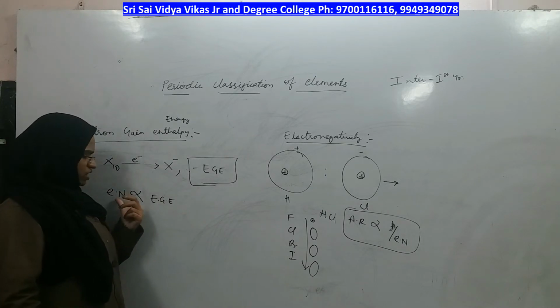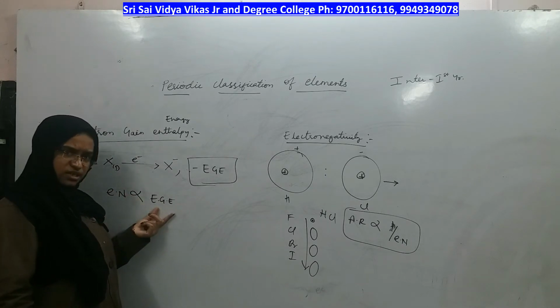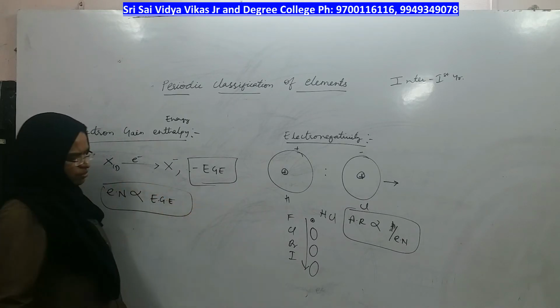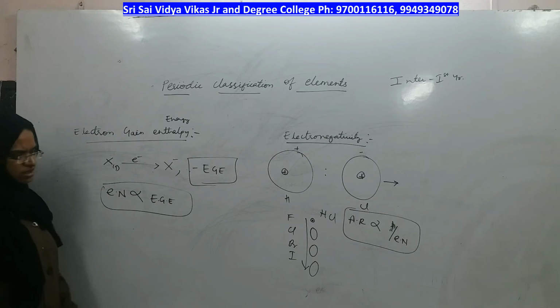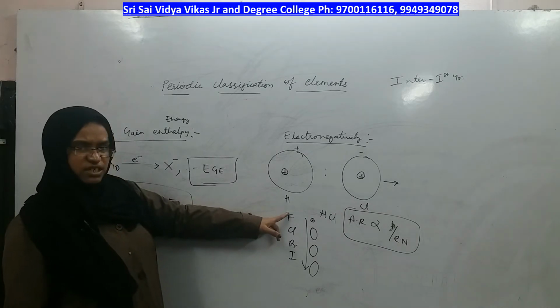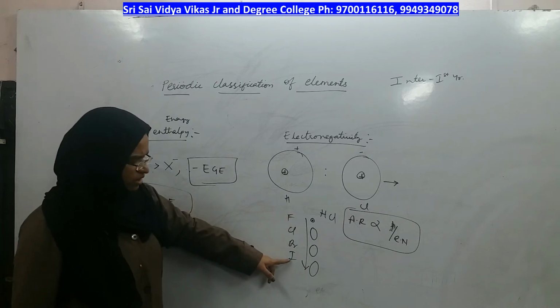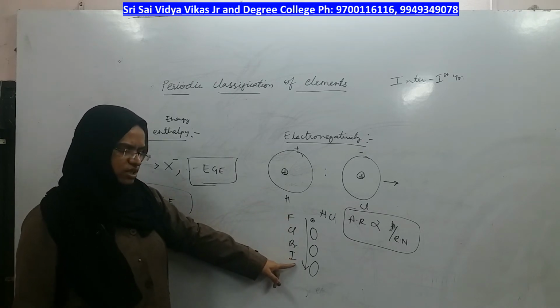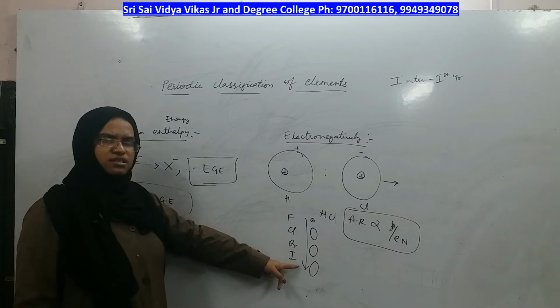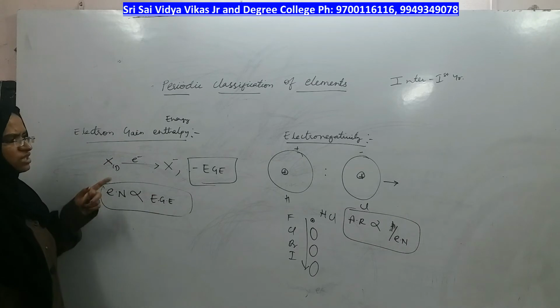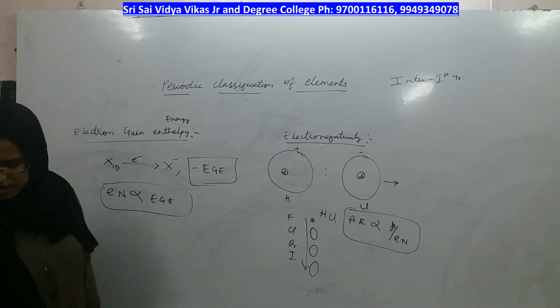If electronegativity is more, the electron gain enthalpy or the energy liberated will also be more. If the electronegativity is less, the energy released will also be less. For example, in halogens, as the electronegativity of fluorine is more, it releases more energy whenever an electron is added, and iodine has less electronegativity, so it releases less energy when you add an electron. This is about electron gain enthalpy and electronegativity.